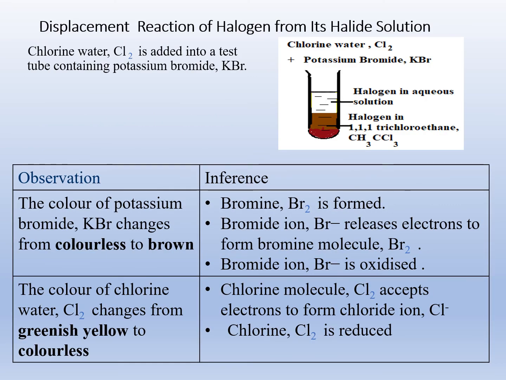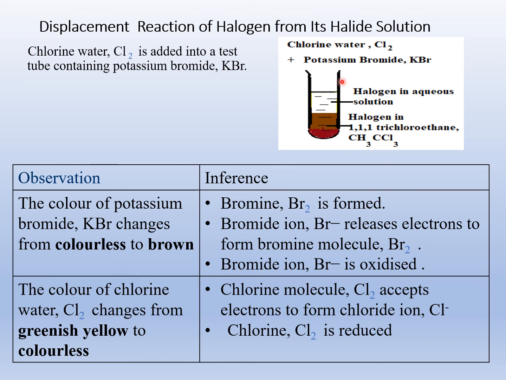Okay, now we go to example. Terus je. Example gambar dia dekat muka surat 15. Displacement reaction of halogen from its halide solution. For example, we have chlorine water added to potassium bromide solution, and added with some organic solvent which is 1,1,1-trichloroethane. Ini dah boleh patut lukis ni. So halogen in aqueous solution, halogen in 1,1,1-trichloroethane. 1,1,1-trichloroethane ni sebenarnya membantu kita nak kenal which halogen consists in the test tube.